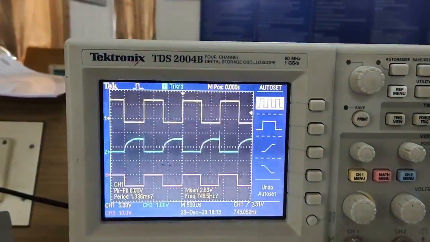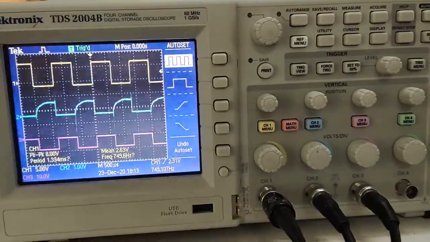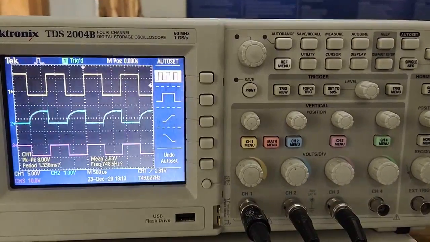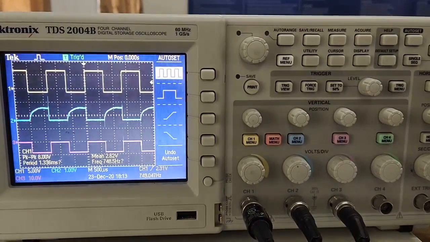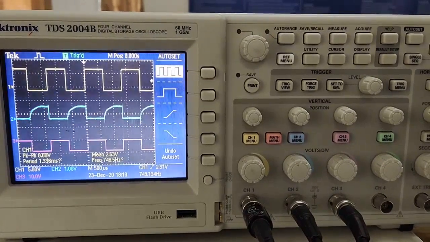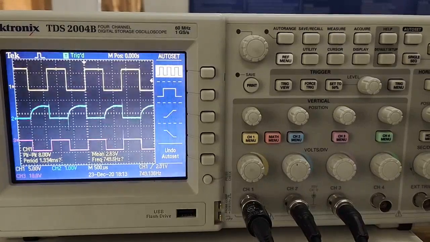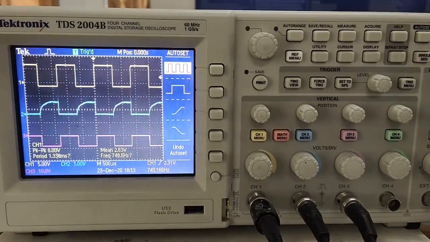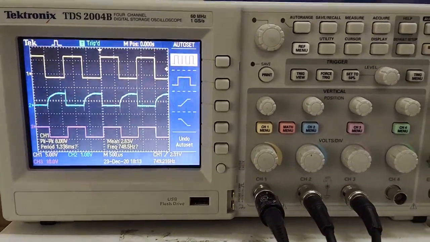Now as you see in the DSO, the yellow color waveform indicates the input signal coming from the function generator, and the blue color waveform indicates the voltage measured across the capacitor, and the last one, the pink color waveform, indicates the output of your monostable multivibrator circuit.